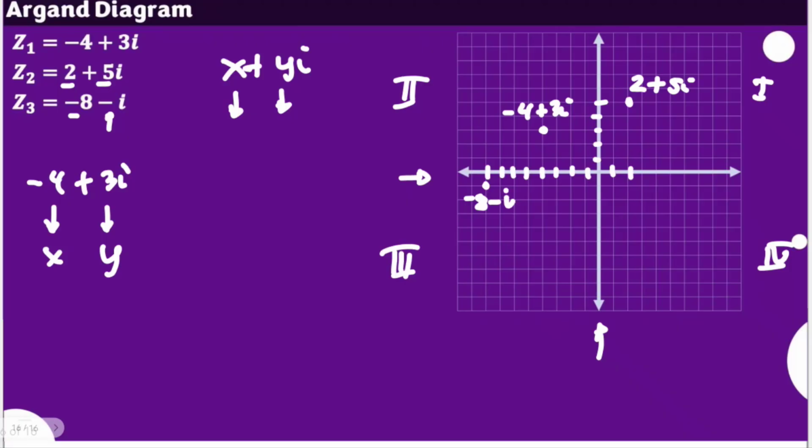minus i. So we can still locate the points on our Argand diagram or complex plane, and of course they could stand as points. So this could also be written as 2 and 5, this could also be negative 4 and 3, and this would be negative 8 and negative 1. But basically, they stand for complex numbers.